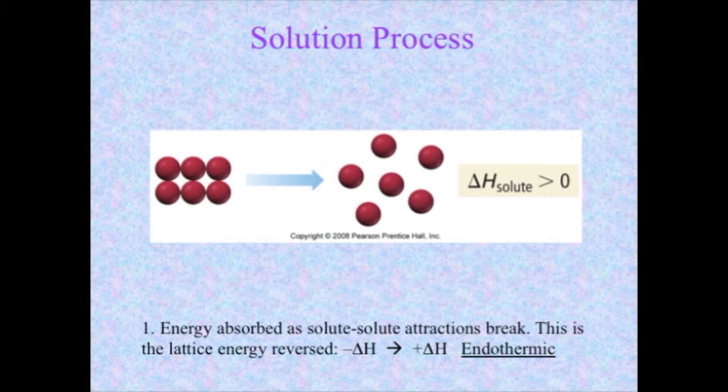This value is the crystalline lattice energy reversed. Crystal lattice energy is the energy released when the particles come together to form the crystal, but you need to break the crystal apart in the process, and therefore it's going to be an endothermic change with a positive delta H. And we'll explain why it's positive in just a minute. So first step, solute-solute attractions need to break.